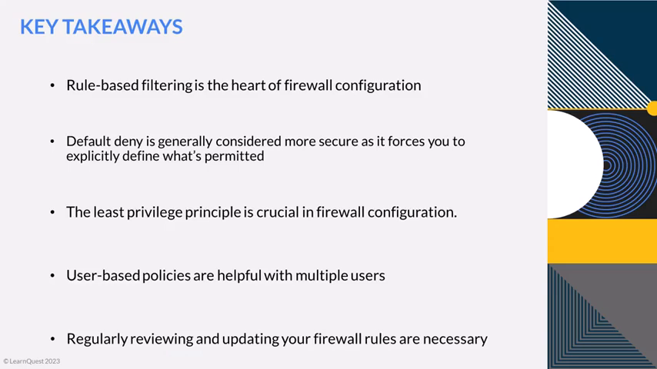Key takeaways. Rule-based filtering is the heart of firewall configuration. Default deny is generally considered more secure as it forces you to explicitly define what is permitted. The least privilege principle is crucial in firewall configurations. User-based policies are helpful with multiple users where the users are regularly sharing their devices. Regularly reviewing and updating your firewall rules is necessary and critical as well with an ever-evolving network.